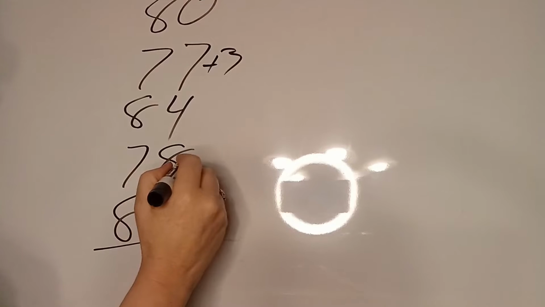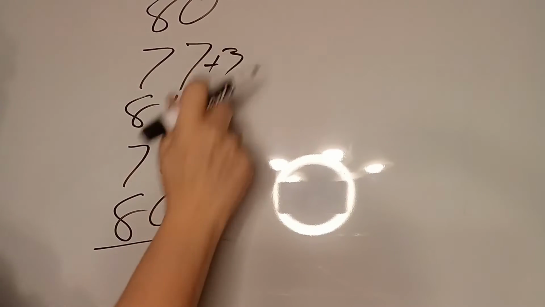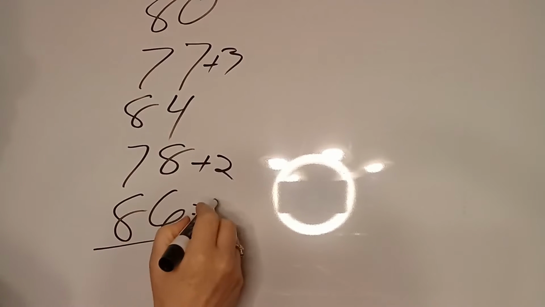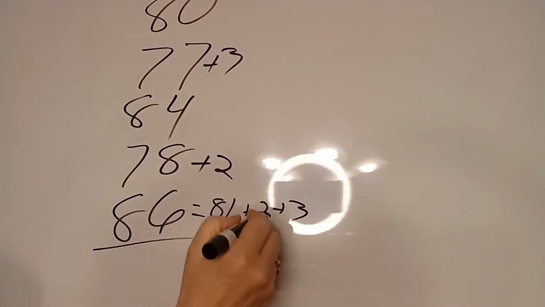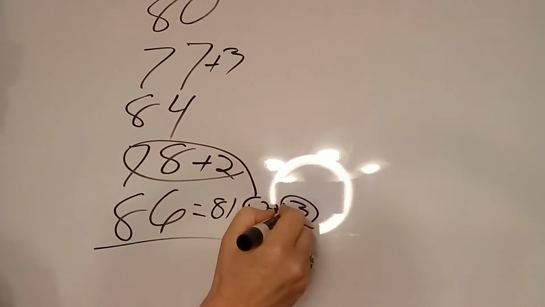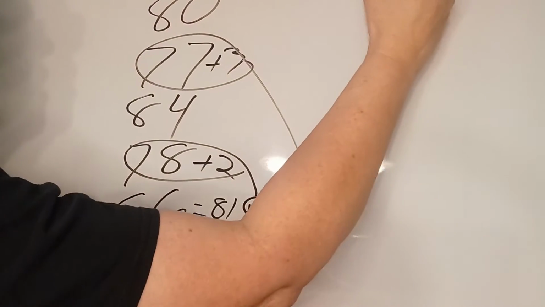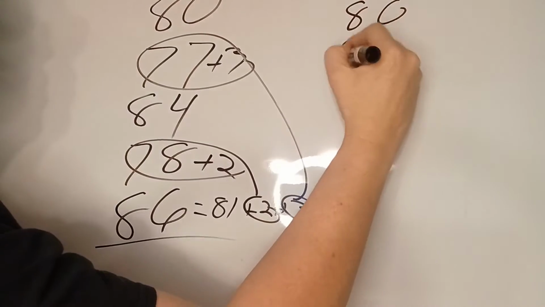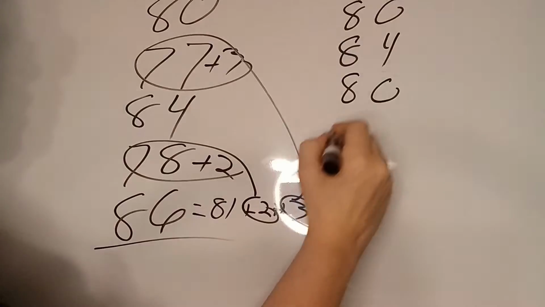Okay, we take a number. Let's make all of them 80 and see what happens. Okay, 77, we need to have 3 of them. 78, we need to have 2, right? That means 5. Let's make this 86 into 81 plus 2 plus 3, right? And 2 goes with this one. The 3 goes with this one, all right? So that gives us 80, 80, 84, 80, and 81.